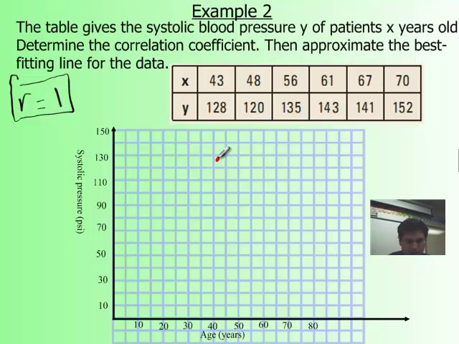So about here. And let's see, 120 and 48. So 48, just a shade left of 50, and 120 is going to be right on that line for 120. 56 and 135, so this is 55, so almost on the line for 55, just a bit to the right of it. And 135, that's going to be halfway between 130 and 140.